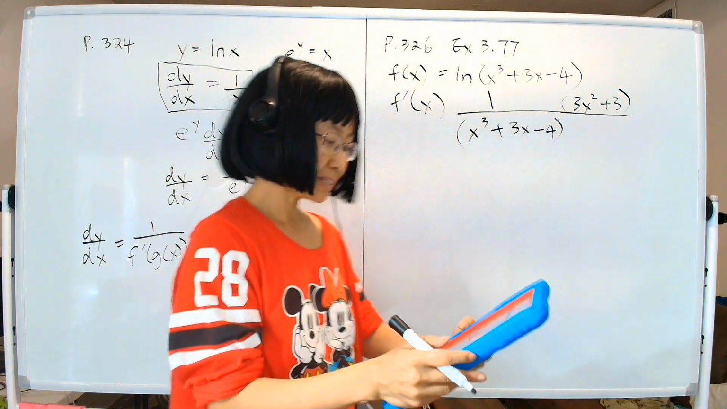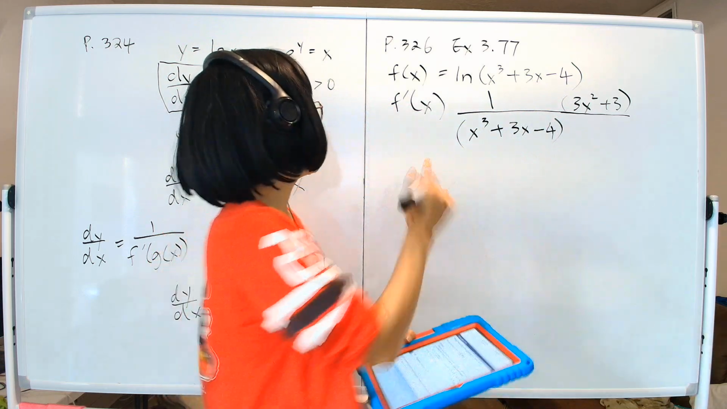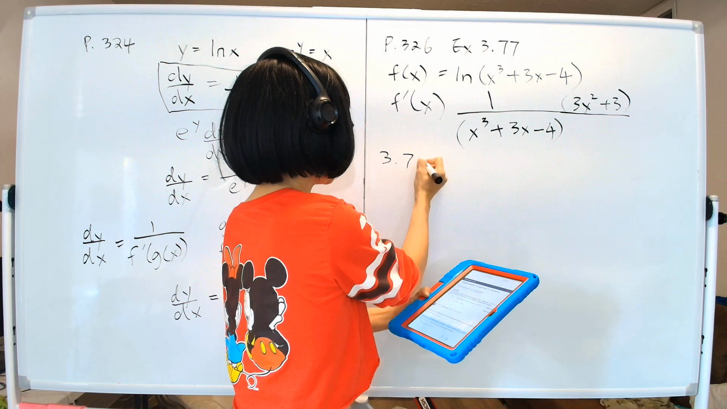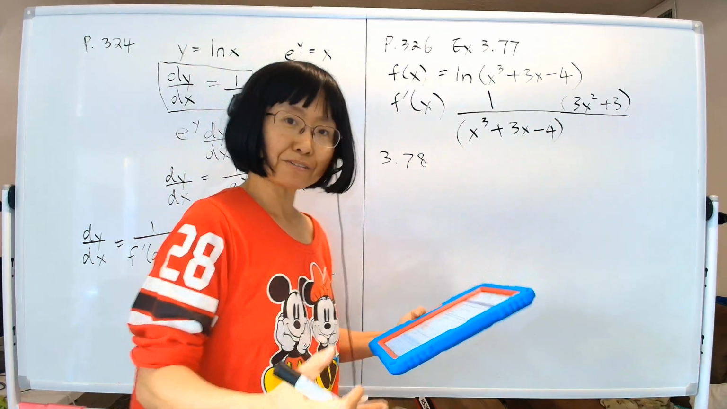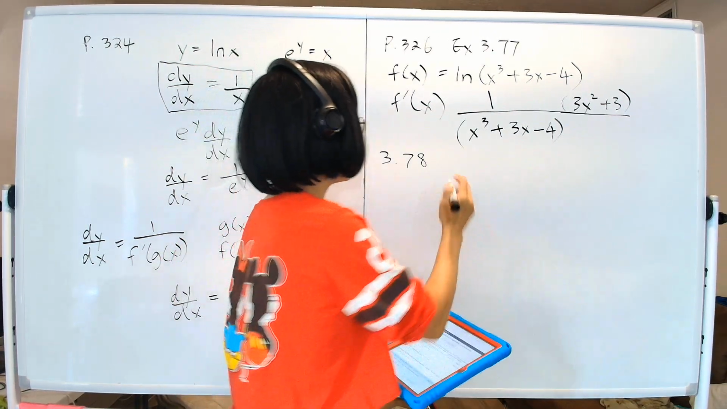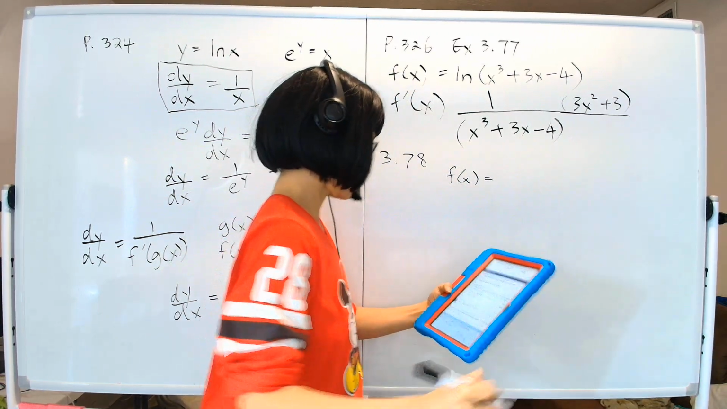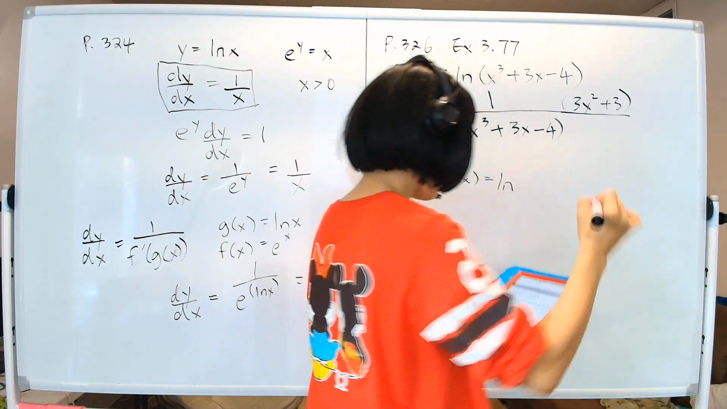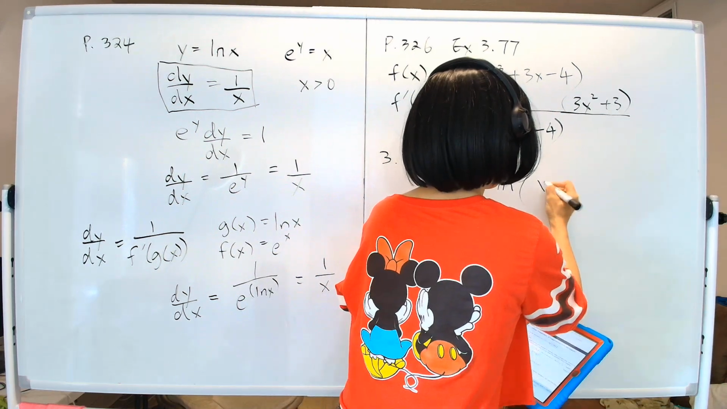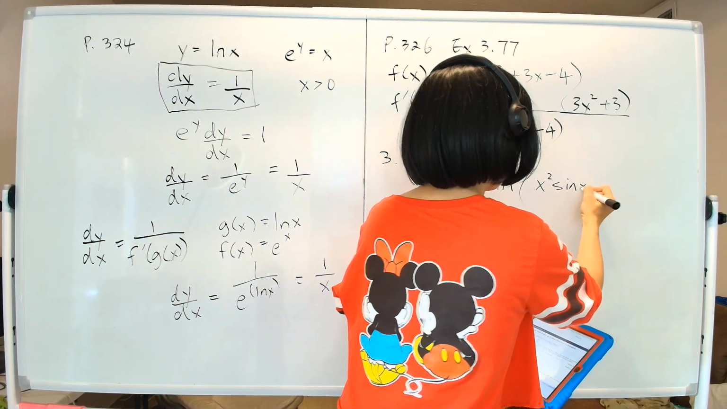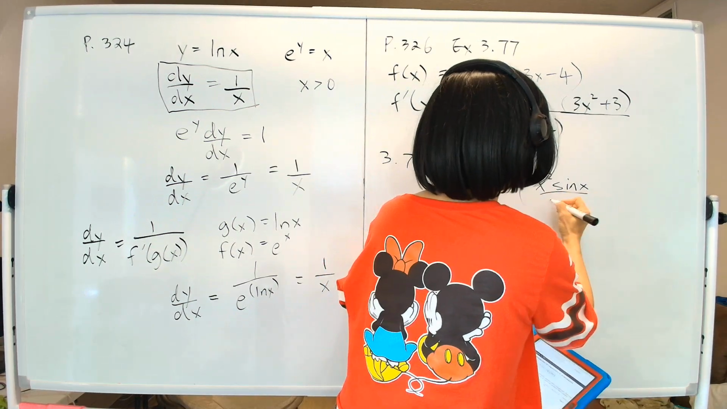The next problem says that the following problem on the same page, 3.78, we'll take the derivative again, which is f of x equals the natural log of x squared sine x over 2x plus 1.